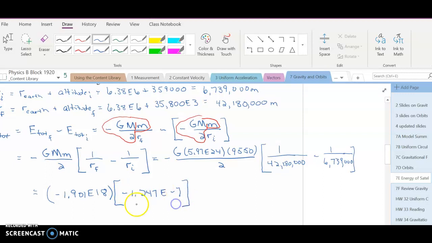So see, I'm going to have a negative quantity times a negative quantity. This is going to turn out to be a positive amount of energy that has to be transferred into the satellite system in order to raise it to this higher orbit. And I get 2.371 times 10 to the 11th joules.